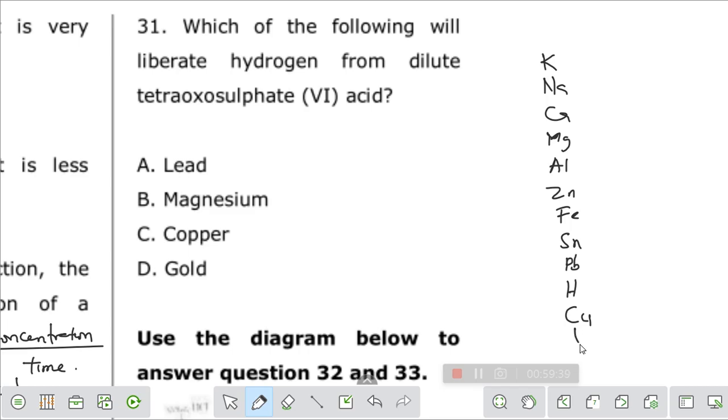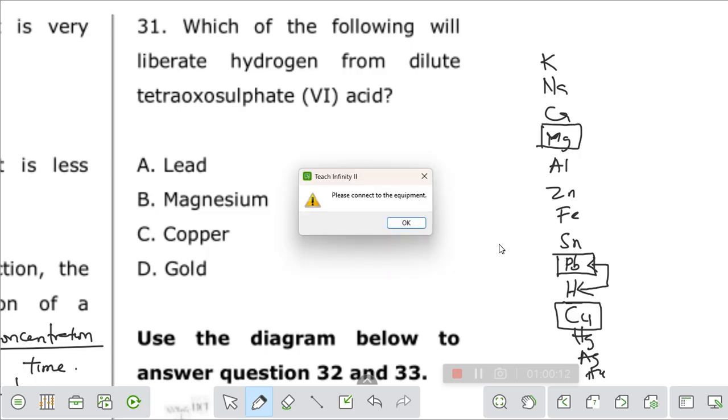Good. So look at this now. Copper cannot displace hydrogen, cannot liberate hydrogen from dilute tetraoxosulfate(VI) acid. Although lead is higher than hydrogen in the electrochemical series, we will prefer using magnesium over lead, because lead is very close to hydrogen. So hydrogen can still fight lead, and tell it, you are just one year older than me, I will not allow you to liberate me from this acid. So lead can still wrestle with hydrogen.